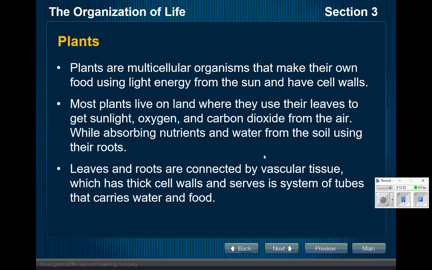Leaves and roots are connected by vascular tissue, which has thick cell walls and serves as a system of piping, if you will, or of tubes that carries water and food. Carries food from the leaves that are producing it through photosynthesis, and carries water from the roots up through the rest of it, and also nutrients in the soil through the roots.